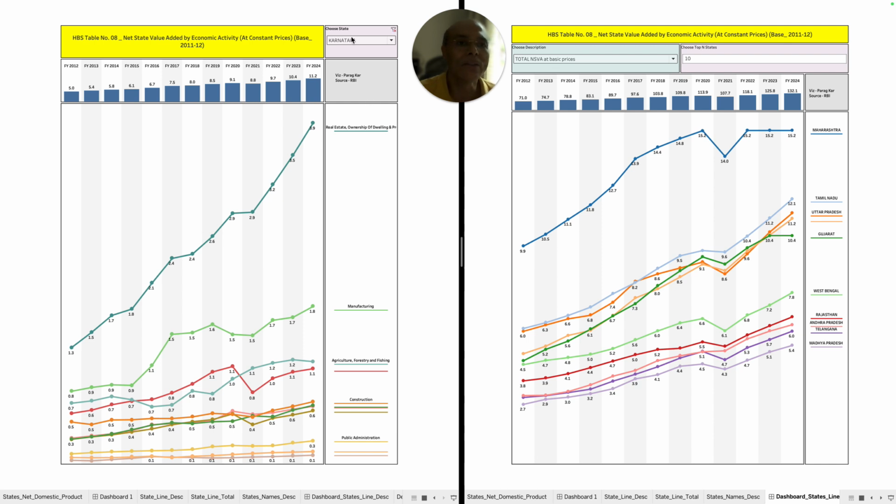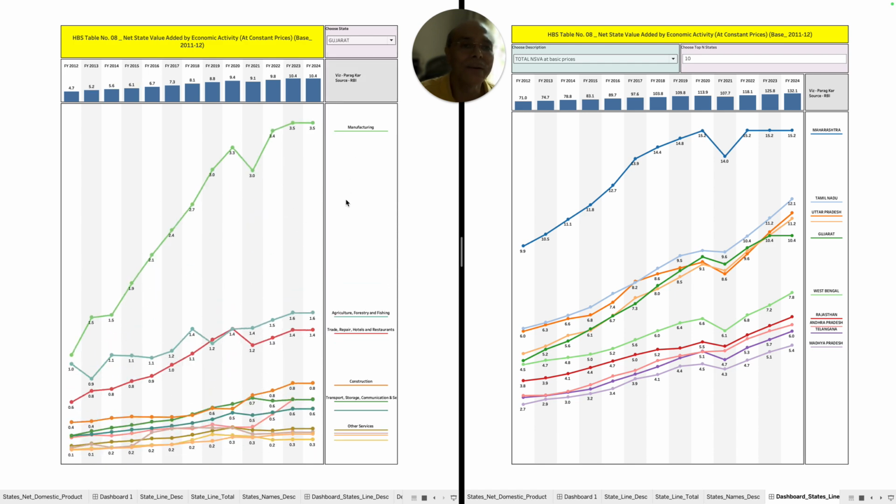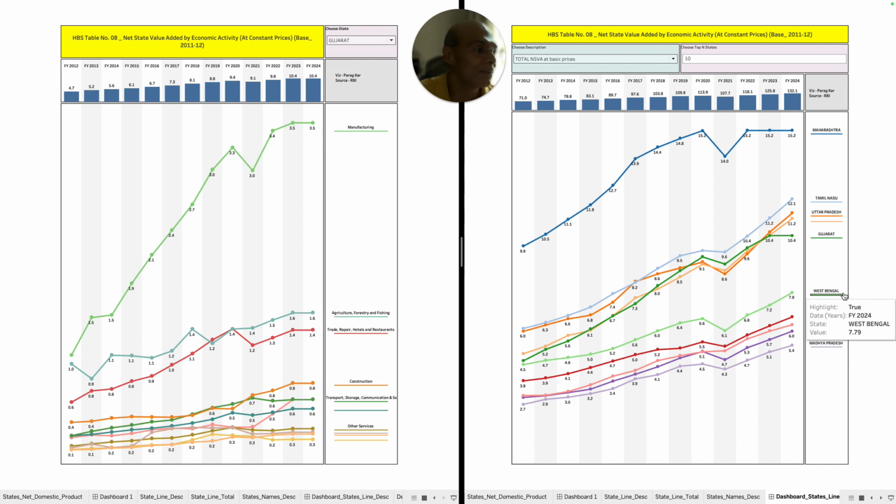Then let's look at Gujarat. If I look at Gujarat, you will find manufacturing has topped, 3.5 lakh crores, which is very significant, that Gujarat has done significant value as far as manufacturing is concerned. Looks like all the manufacturing plants have been set up in Gujarat because of the push, as it is the parent state for Narendra Modi, our Prime Minister. So that's probably the reason.